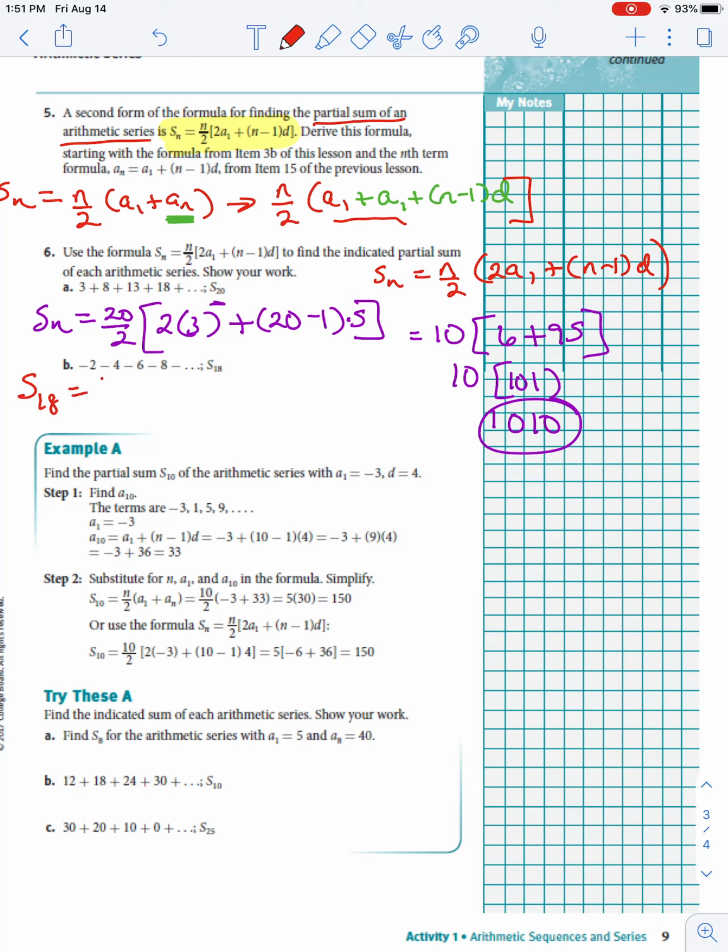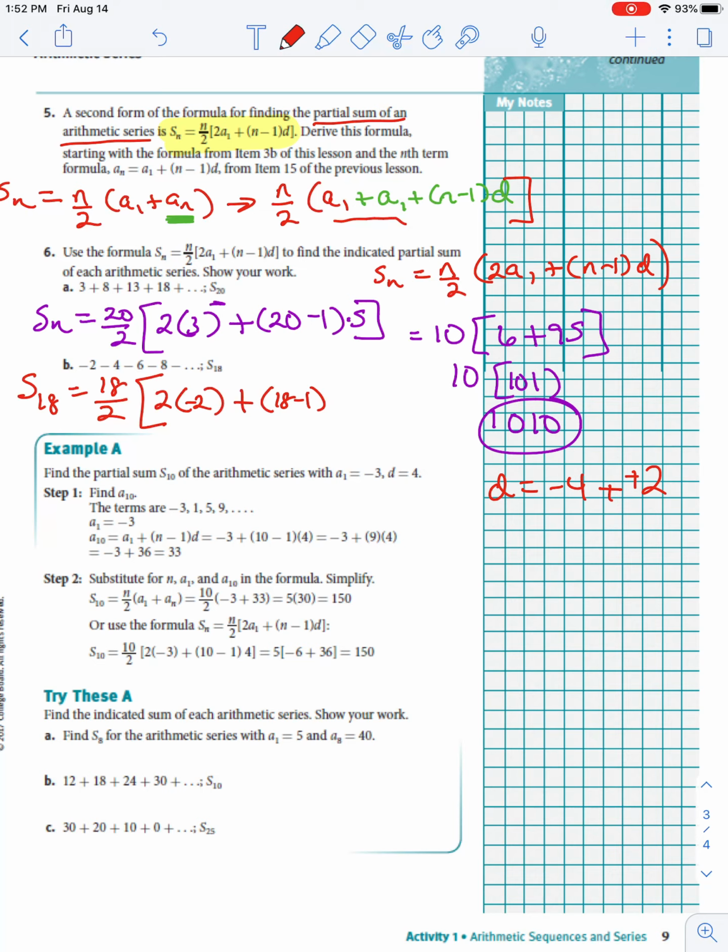We want the sum of the first 18 terms, so I want S sub 18, which means I want 18 over 2. All right, now I have twice of a sub 1, so that's twice negative 2, okay, plus n minus 1, so 18 minus 1. Okay, and then the common difference, we got all these negatives. So to do the common difference, I'm going to do that on the side here. Common difference is going to be negative 4 minus negative 2, which is always a little tricky.